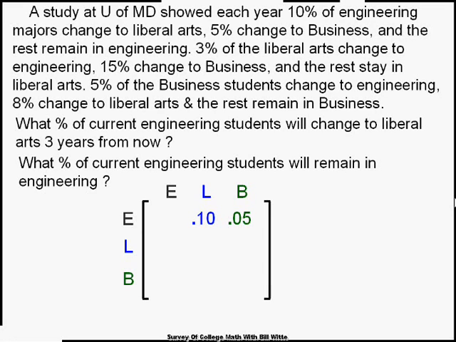Now how are we gonna figure out engineering to engineering? Well, we're gonna subtract that 10% and that 5% from 100%, and we'll get the remaining 85%. Okay, so we got 2 more rows to fill in, and once we have the transition matrix, as you remember from the last problem, we've got quite a lot of power. Okay, let's talk about liberal arts majors. 3% of them changed to engineering. So from liberal arts to engineering, we're looking at 3%.